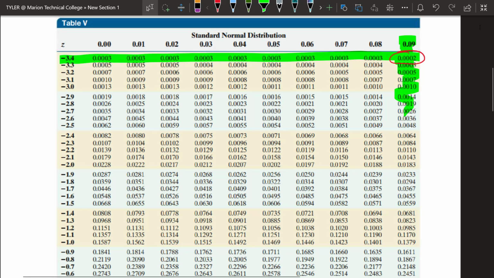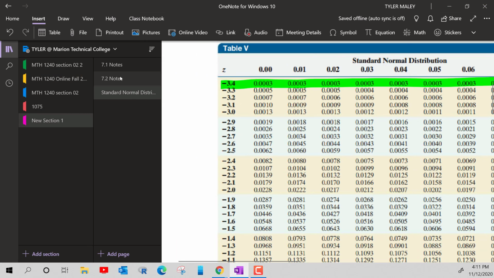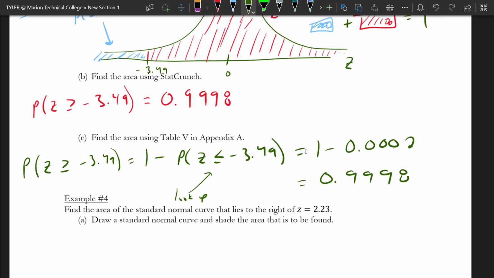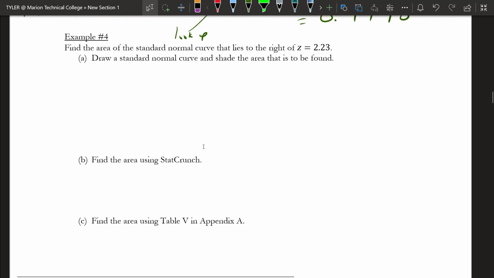0.0002. So if I go back into the notes, we can just plug that in. So this would be equal to 1 minus 0.0002, which subtracting those gives me 0.9998. So we get the same value using StatCrunch, rounded to 4 decimal places.